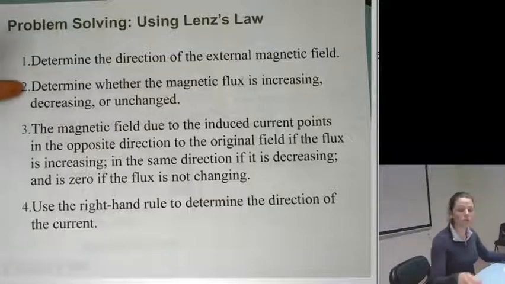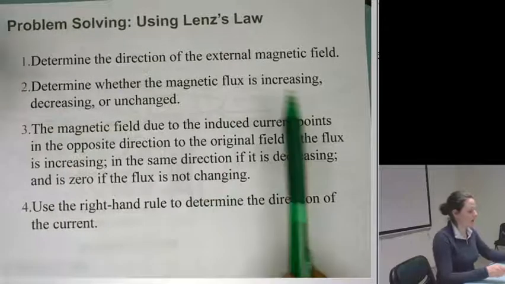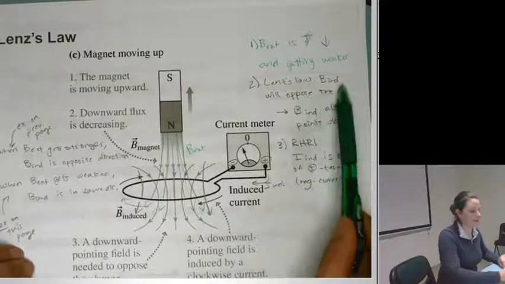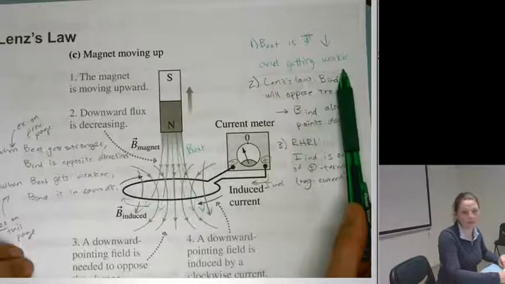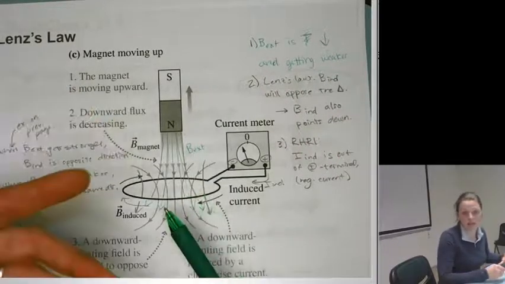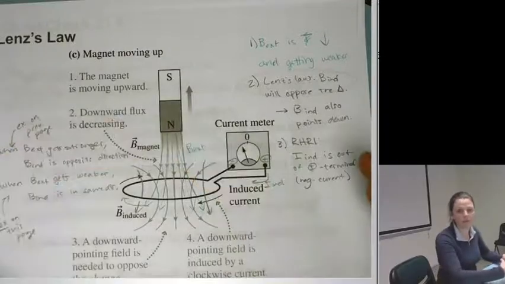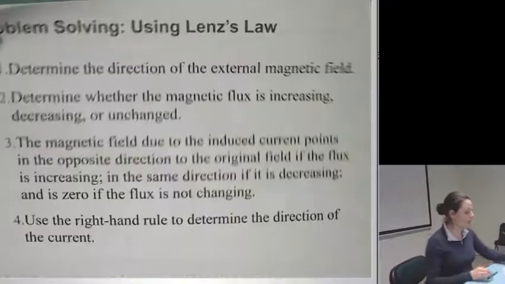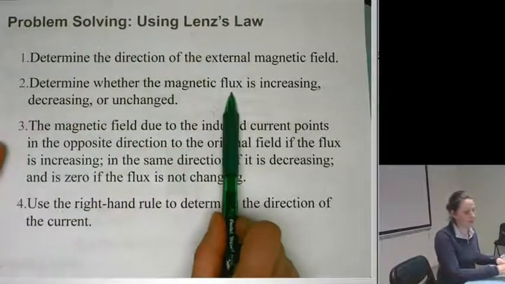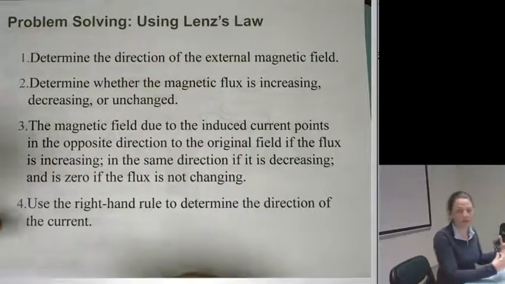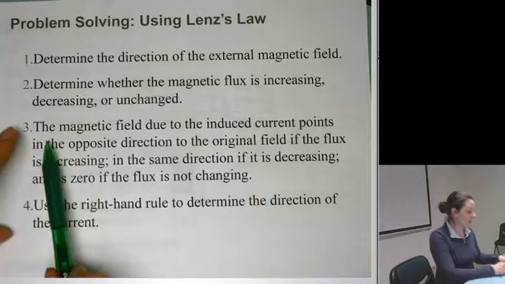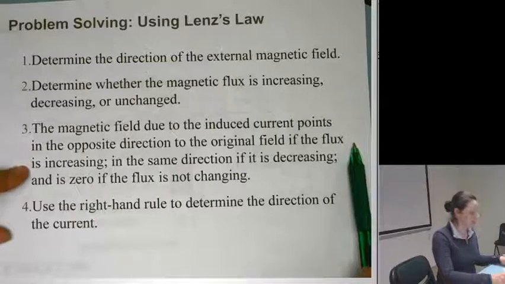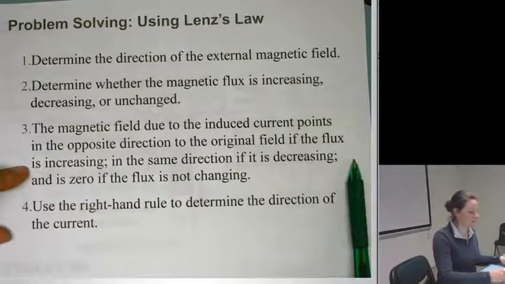Okay, so presumably in this step, I have been exclusively talking about how the magnetic field is getting weaker and the magnetic field is getting stronger. Another way that we could change the magnetic flux is make the loop bigger or smaller or rotate the loop in much of the same ways that we talked about last time. So we need to think about not just whether the magnetic field is changing, but whether the whole flux is changing. And then we'll say the magnetic field due to the induced current points in the opposite direction of the original field if the flux is increasing, or in the same direction if it is decreasing.